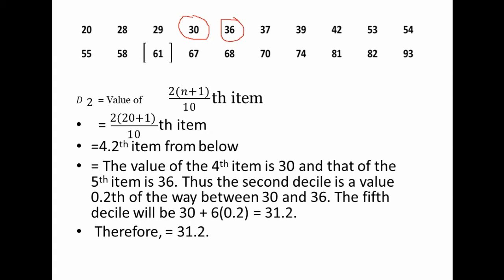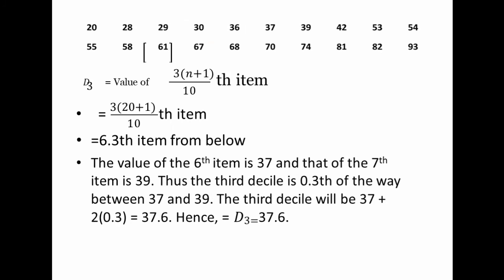So 30 plus 6 into 0.2. The second decile is a value 0.2 of the way between 30 and 36. The second decile will be 30 plus 6 into 0.2, which is equal to 31.2.